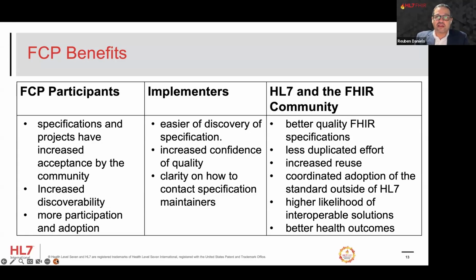And finally, HL7 and the FHIR community as a whole, we'll have better quality FHIR specifications, less duplicated effort, increased reuse, coordination, adoption of the standard outside of HL7, higher likelihood of interoperable solutions, and most important of all, hopefully better health outcomes.